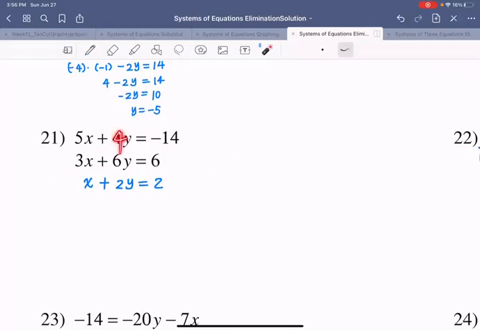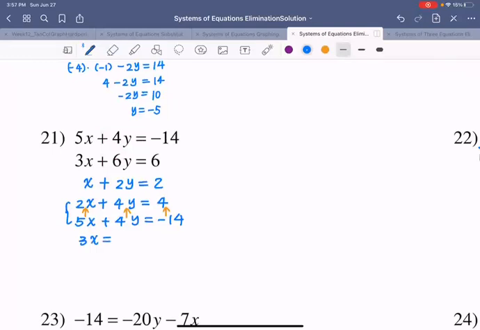And then this is a 4. This is 2. What can I do? You can cancel if you multiply by 2. I can times 2 first. Correct? Yeah. And I'm going to copy down the first one. Correct? Yeah. Now let's do the minus. So 3x equals negative 18. Good. So x equals negative 6.